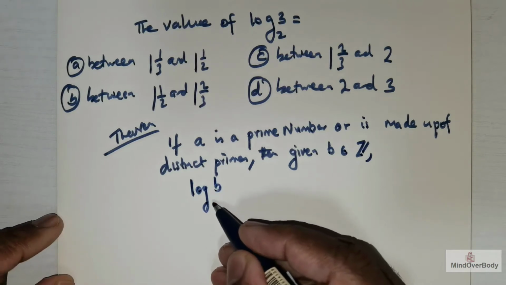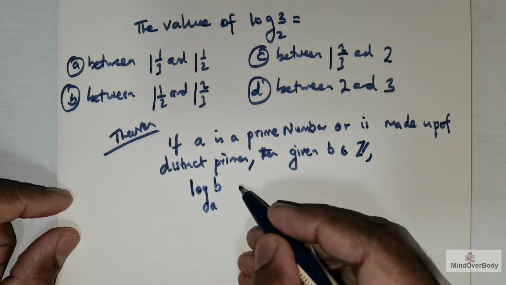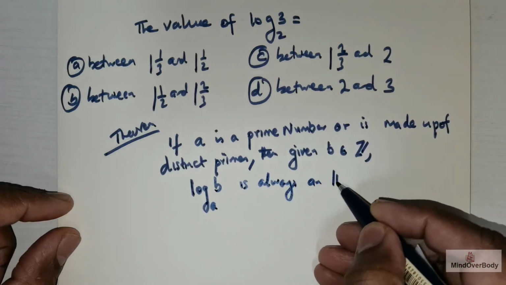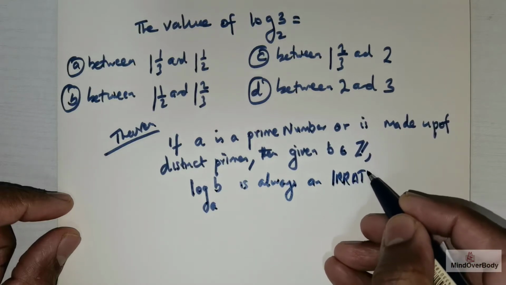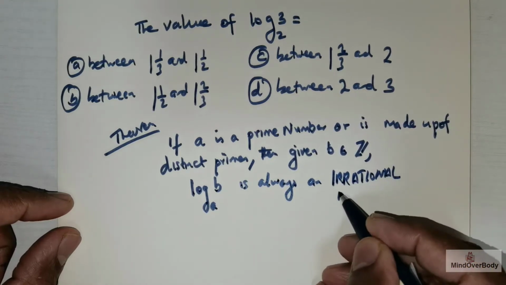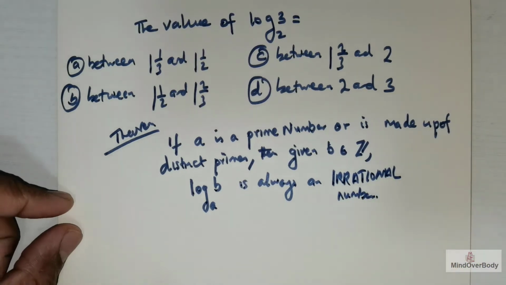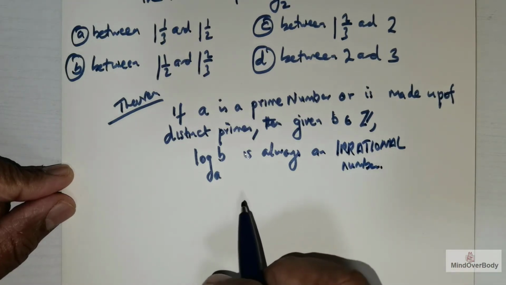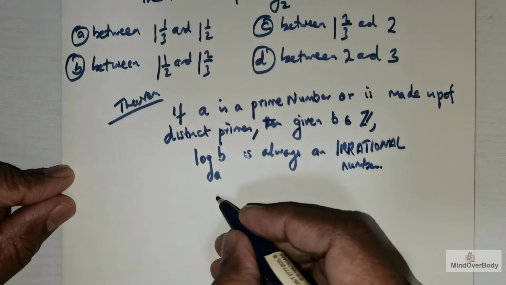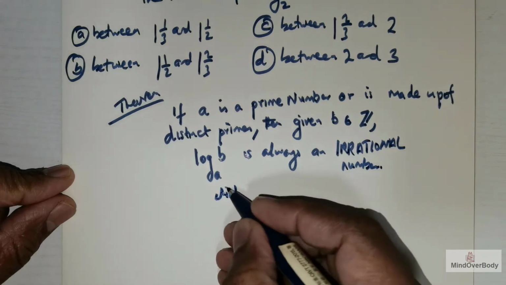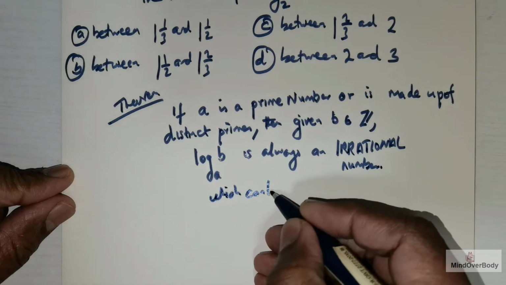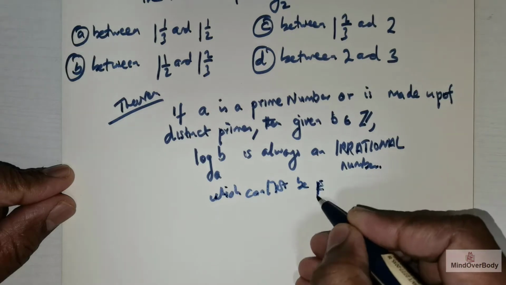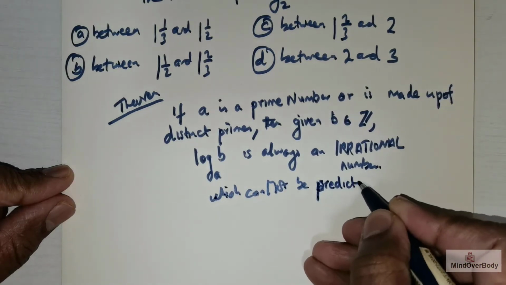log B to the base A is always an irrational number. Now why is this result important? Now it is imperative to understand that irrational numbers are those numbers which cannot be predicted. In other words, which cannot be predicted exactly.